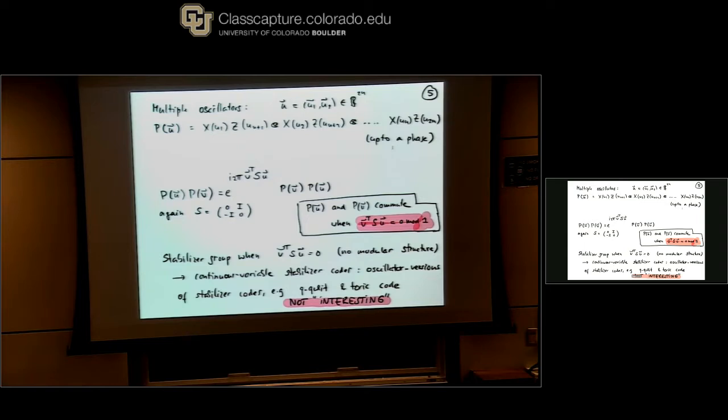So the 9-qubit Shor code encodes a single qubit. The continuous variable version of the 9-qubit code encodes a single oscillator. And the point is that you ask, well, are these codes protecting you against something?